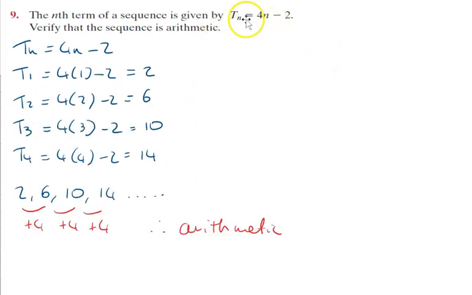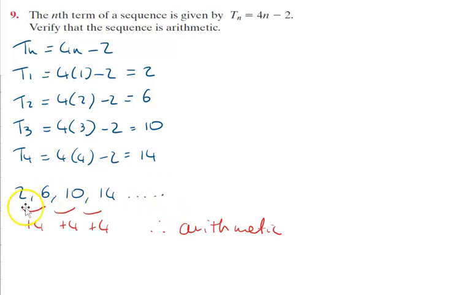So I'm going to take the nth term formula, which is Tn equals 4n minus 2. And I'm going to work out term 1, 2, 3, and 4 by replacing the n for a set of brackets and replacing it with 1, 2, 3, and 4. So term 1 is 4 times 1 minus 2, which is 2. Term 2 is 4 times 2 minus 2, which is 6. Term 3 is 10. Term 4 is 14. So we end up with 2, 6, 10, and 14 as the first four terms of our sequence.